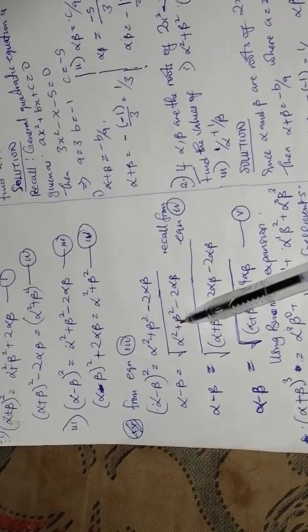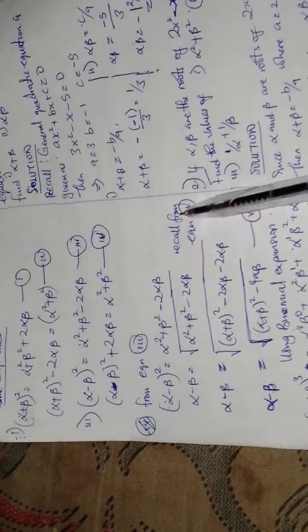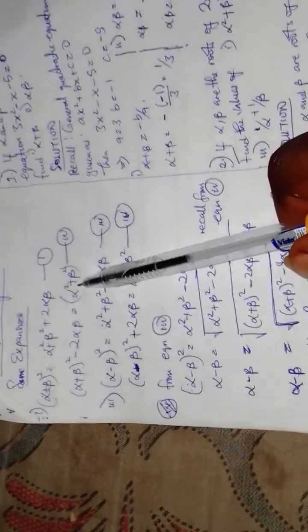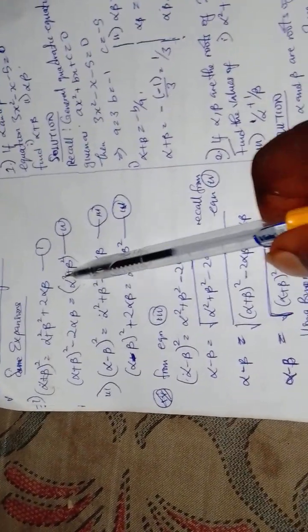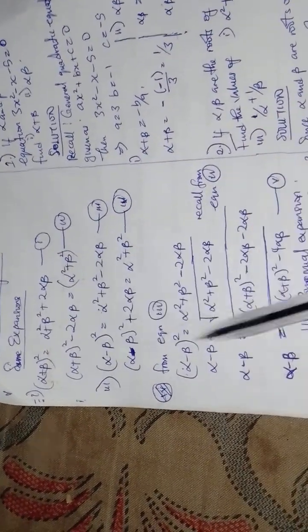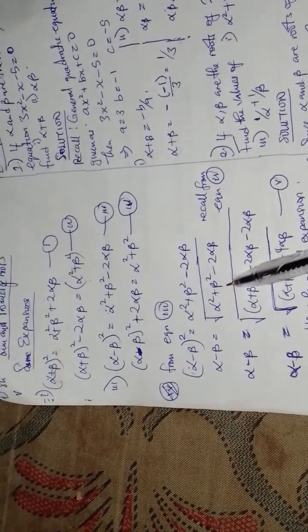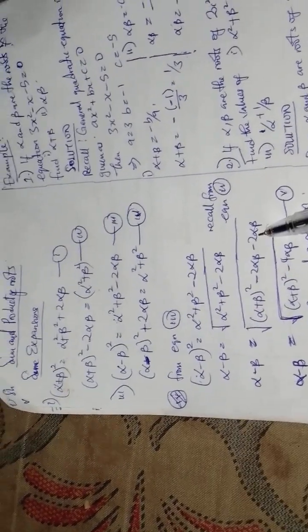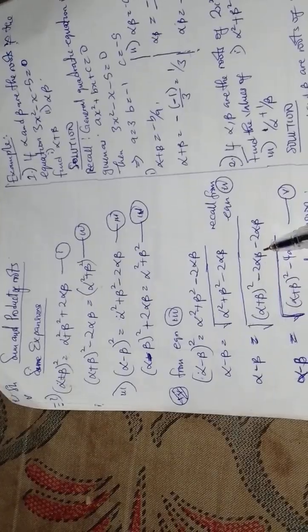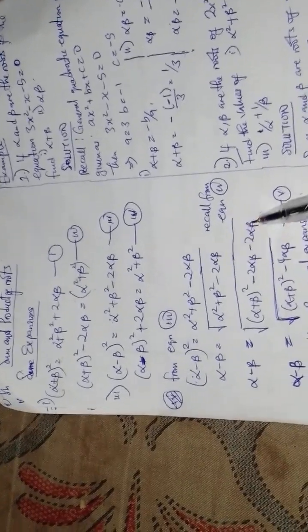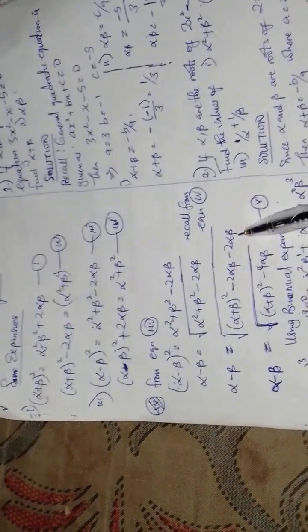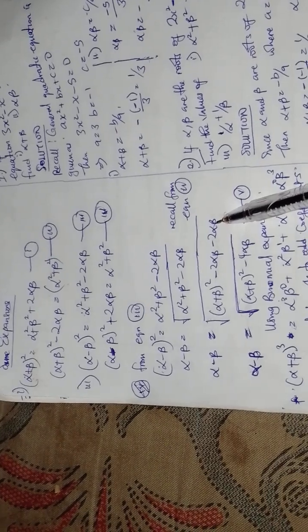Looking at this, we can still simplify this one further. If you recall from equation 2, we have alpha square plus beta square equals to this. That means we can replace alpha square plus beta square with this. So we replace it with this minus 2 alpha beta, and we still have the minus 2 alpha beta there. Are we together?